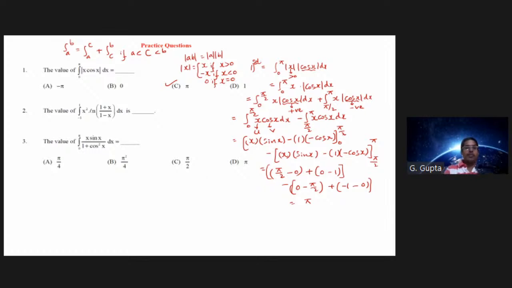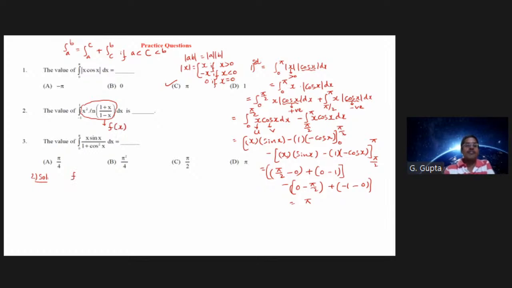Coming to the second problem. I want to denote this by f of x. Let me check whether my guess is correct or not, because the limits look like the form of minus a to a integral. Check whether this integrand f of x is an odd function or an even function.